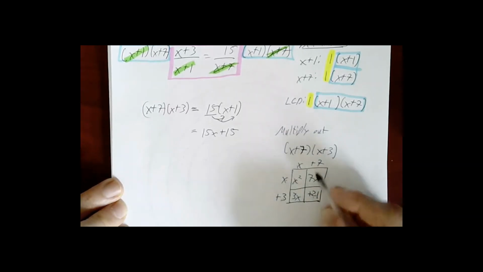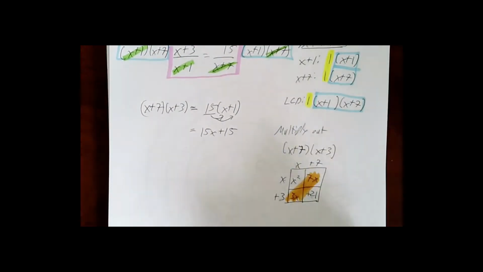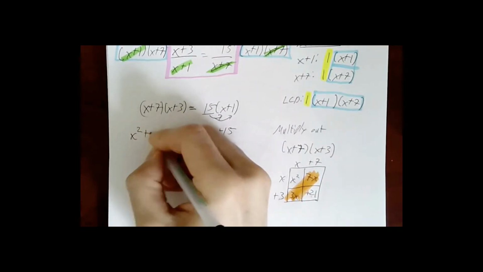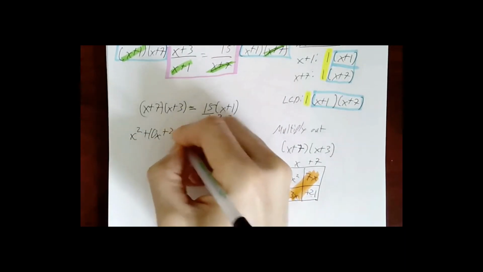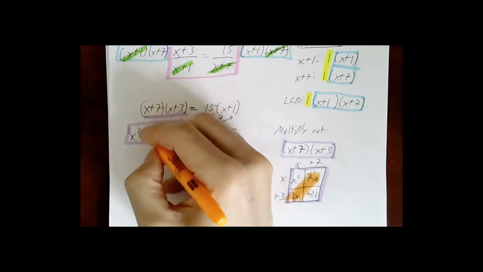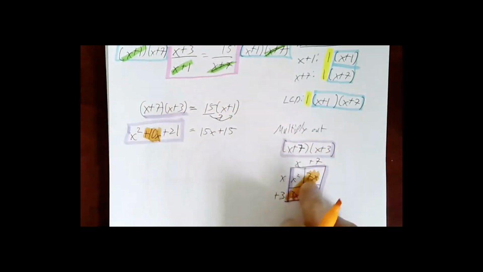I combine my like terms, 7x and 3x. So this becomes x squared plus 10x plus 21. This right here was the result of multiplying these together. This 10x came from those two orange highlighters right there.